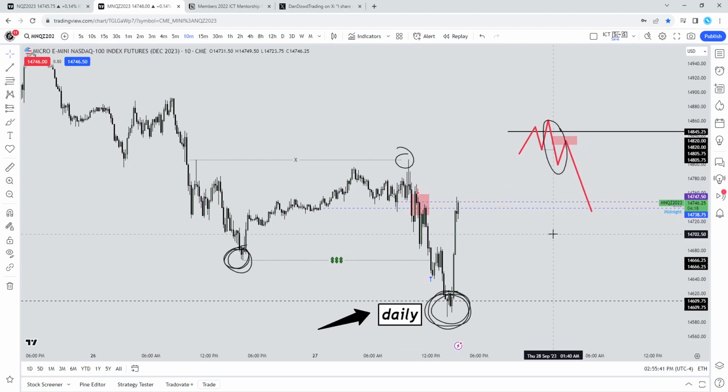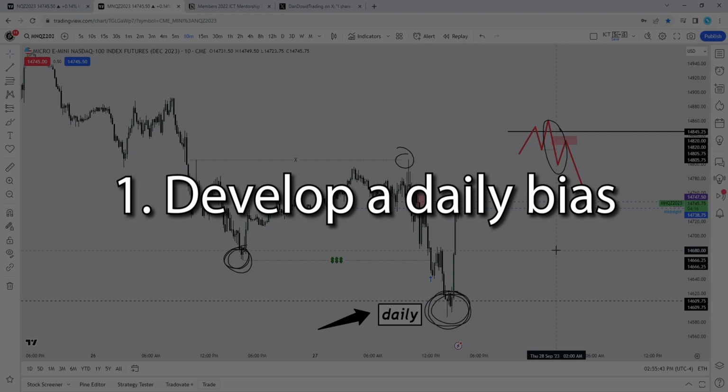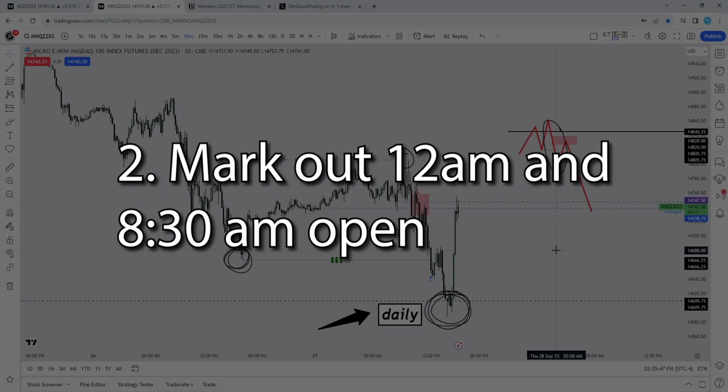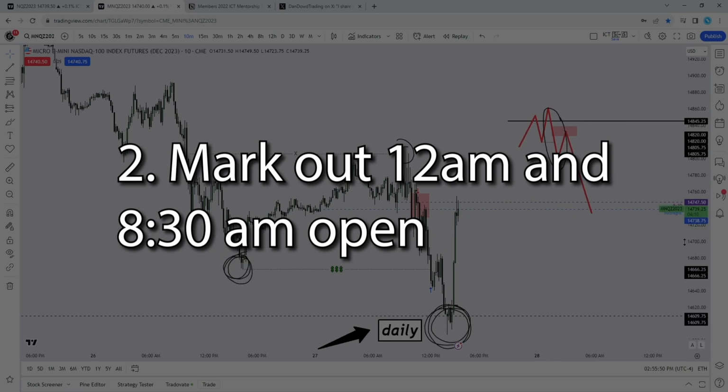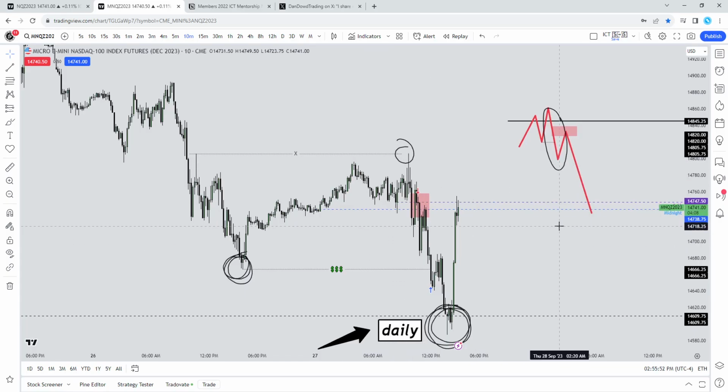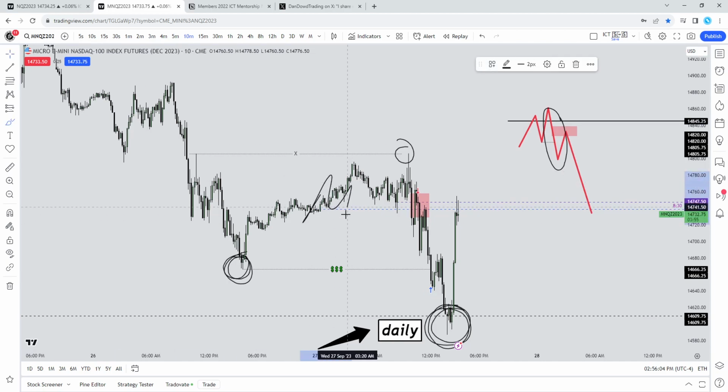So I'm going to walk you guys through the checklist real quick. You have a daily bias. That's number one. Number two, you mark out midnight and 8:30. If you're bearish, you want to see manipulation over midnight and 8:30. It could just be above the lower one. So I would use midnight in this example since it is lower. Then we could see distribution towards the sell side target. So accumulation, manipulation above midnight or 8:30, and then distribution towards the daily target.